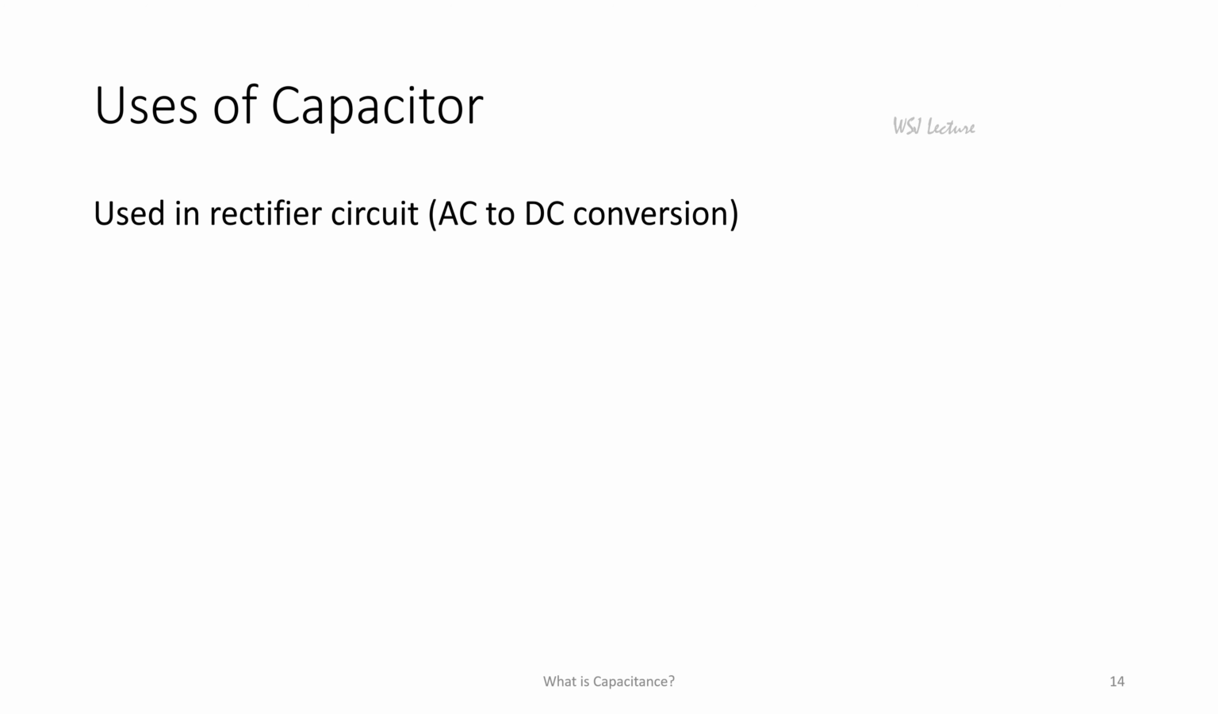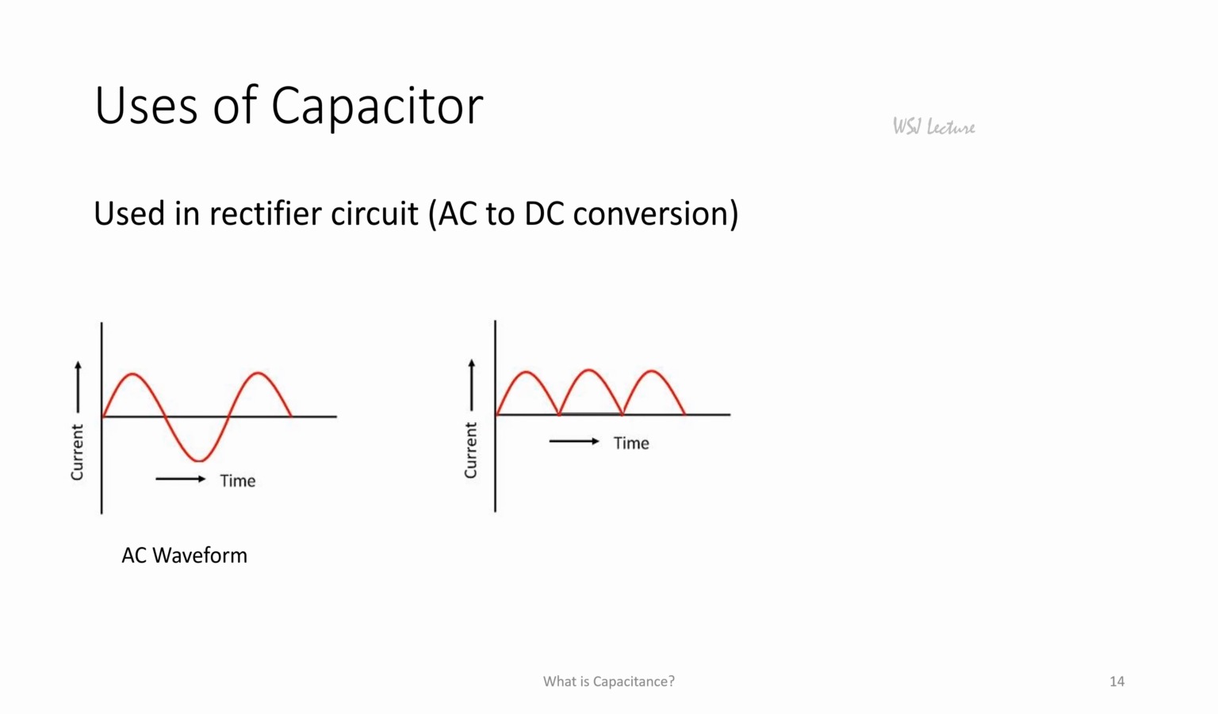The second application is that it is used in rectifier circuits. The rectifier circuit is used to convert AC to DC. The AC input is a sinusoidal waveform. When it is rectified, you will get a half waveform with ripples, that is, it has noise.